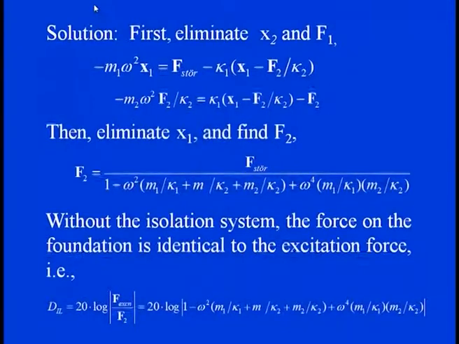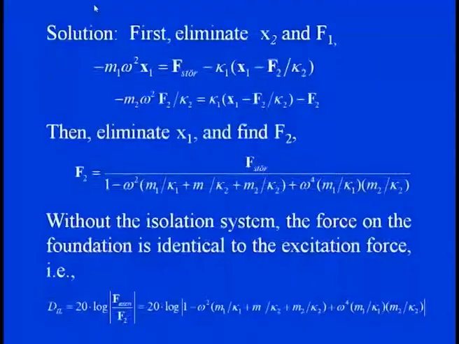So, F2, which is nothing but the force at the foundation from the excitation of the machine, equals F storage divided by 1 minus omega square m1 divided by k1 plus m1 divided by k2, whatever you see, the masses coming out, plus m2 divided by k2 plus omega square of this part.